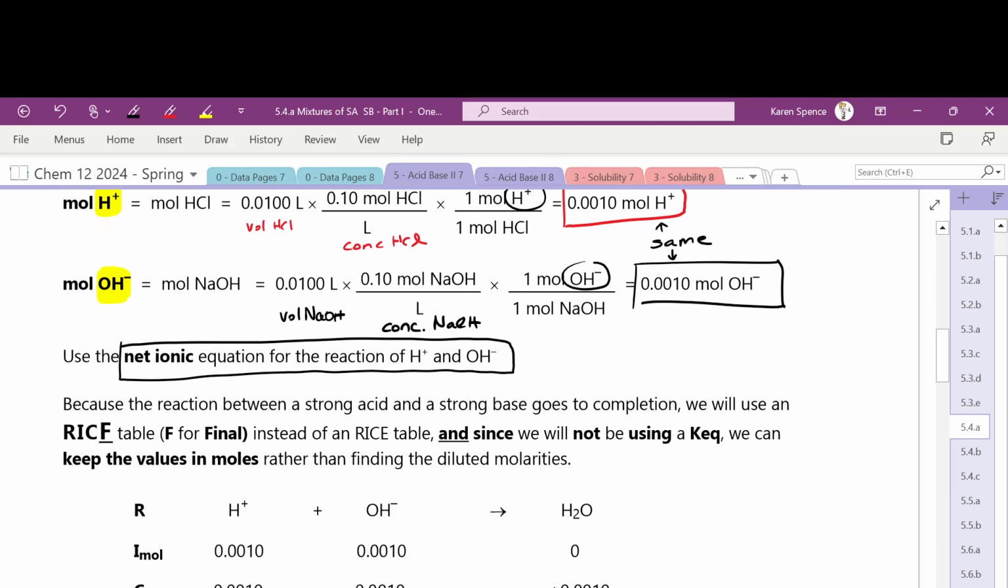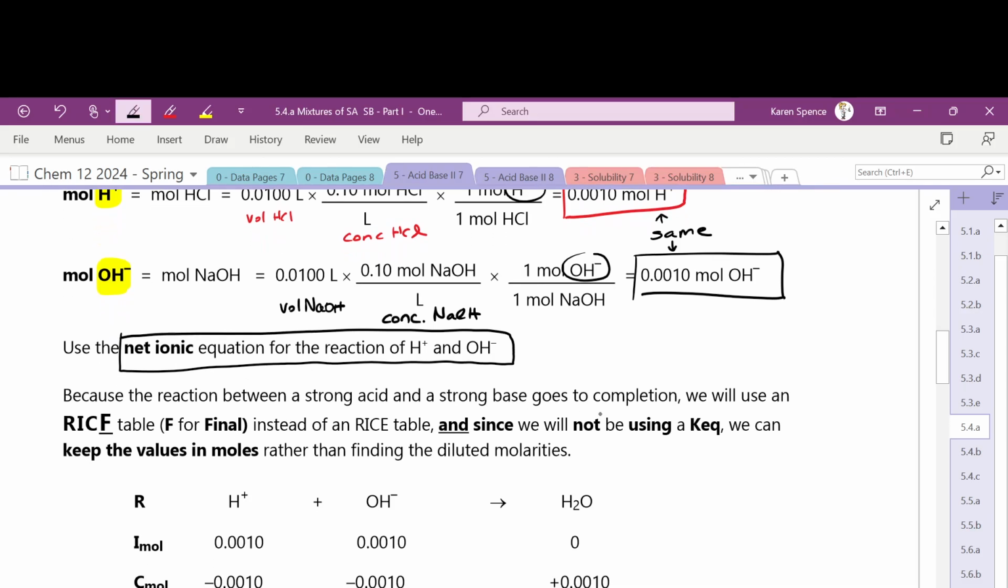Because the reaction between a strong acid and a strong base goes to completion, so when you have strong and strong, it goes to completion. In fact, even if only one of those two is strong, it will drag that reaction to completion. Okay? We can use a Rikva table, which I have yet to find a better name.